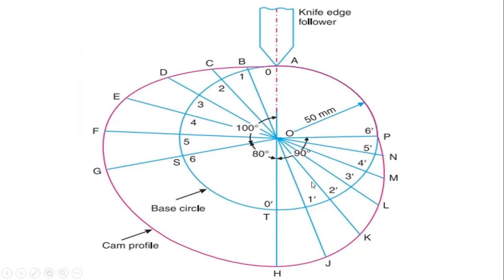And the next section is the return stroke. So divide the 90 degrees return stroke section into 6 equal parts. So this is the return stroke section, and this is 90 degrees. Divide the 90 degrees section into 6 equal parts as we did in the outstroke section. Name it as 1 dash, 2 dash, 3 dash, to 6 dash.